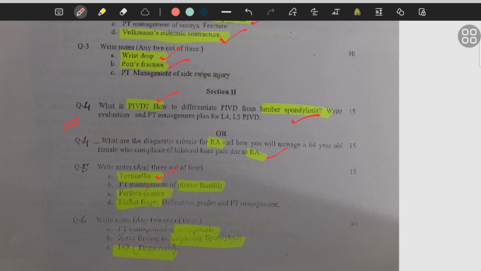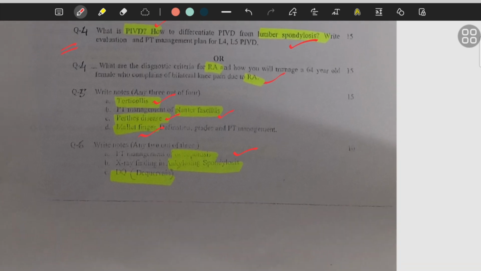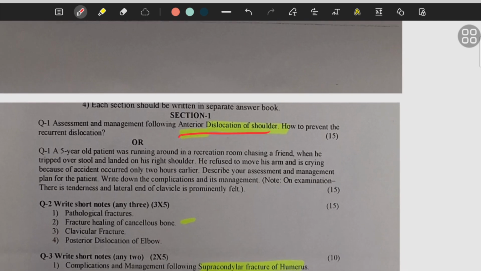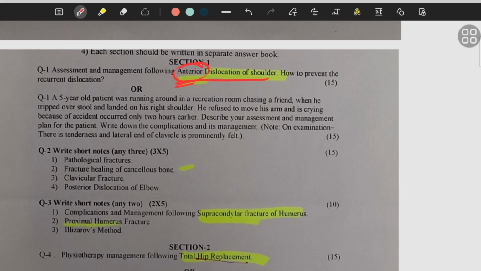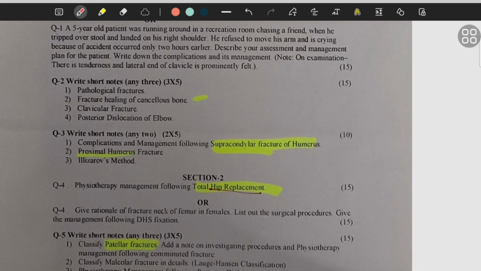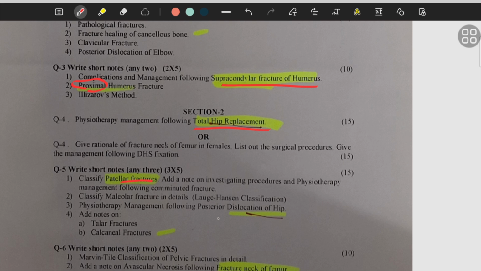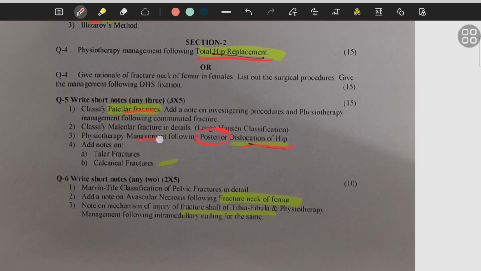Then RA, torticollis, plantar fasciitis, Perthes disease, mallet finger, osteoporosis, ankylosing spondylitis, De Quervain's, dislocation of shoulder. Then over here they have also mentioned which dislocation it is, anterior, posterior or inferior. Then supracondylar fracture of humerus. Then over here you can see humerus fracture is asked but for the proximal. Then THR, patella fracture, dislocation of hip. Again over here they have mentioned which dislocation, that is posterior. So write the management accordingly.